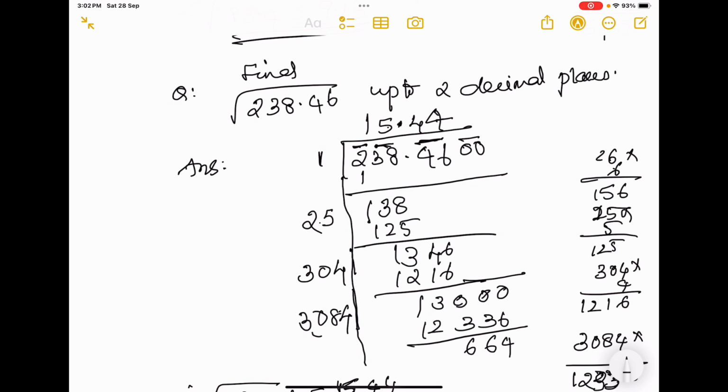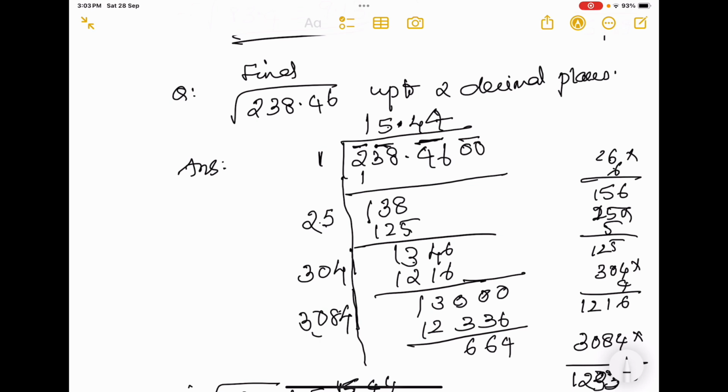So subtract 1 from 6, we get 5. Then if we write 5 near 2, 25 into 5, multiply it. I did the calculations on the right side. 25 into 5, 125. It is less than 138. So we can write 5 near 1 as the quotient. So 15. Then 5 near 2 also. Then 25 into 5, we get 125. Then subtract it from 138. 8 minus 5, 3. 3 minus 2, 1.